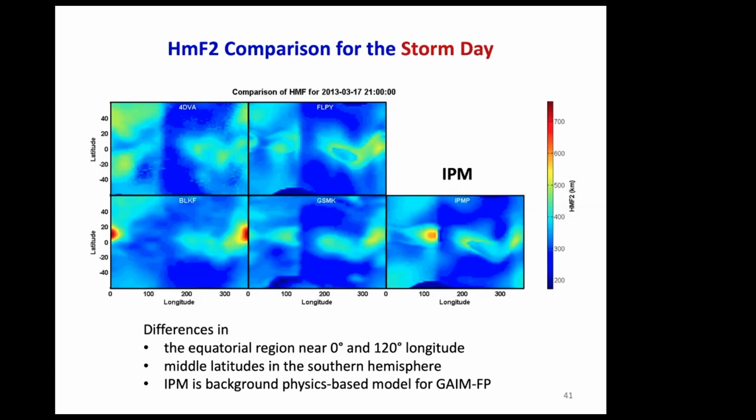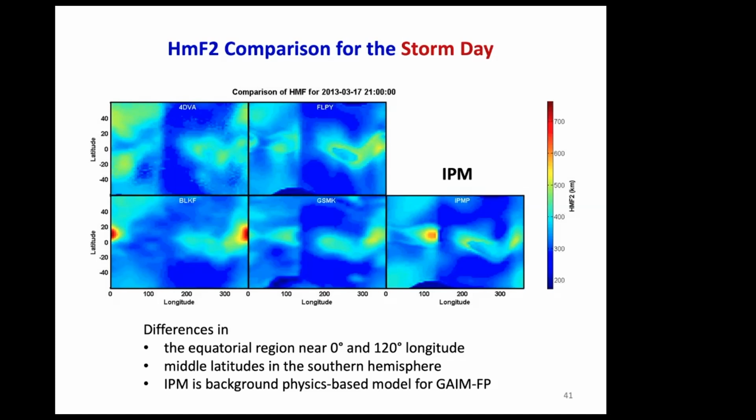This slide shows the HMF2 comparison for the storm day at 2100 UT. Again, red corresponds to high HMF2 values and blue to low HMF2 values. The format of the figure is the same. In the upper left, you have the GAME 4D VAR. Below that, you have the GAME band limited. In the middle column, you have GAME full physics at the top and GAME Gauss-Markov under it. And then the IPM prediction is given in the lower right.